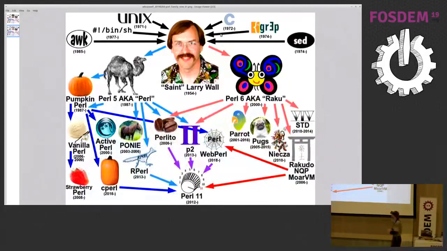After Parrot, we had Pugs. This is written in Haskell by Audrey Tang. And this actually did run quite a bit of Perl 6, if I understand correctly, although Perl 6 was different at the time because this was quite some time ago. And the stable production release of Perl 6 is only just a few years old now, which is kind of the part over on the right we'll get to in a moment.